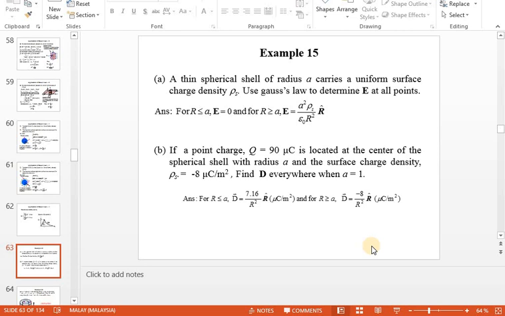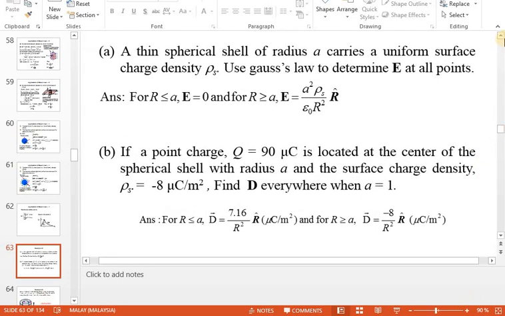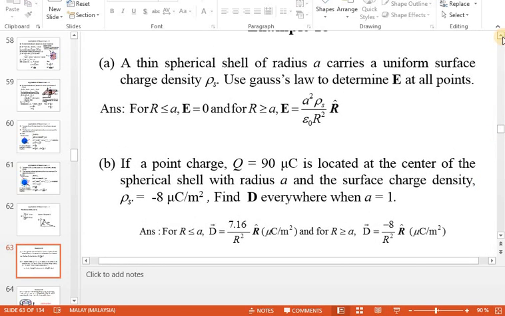Okay, let's read the question together. Can you see it? A thin spherical shell of radius A carries a uniform surface charge density ρS. Use the Gauss Law to determine the E at all points.